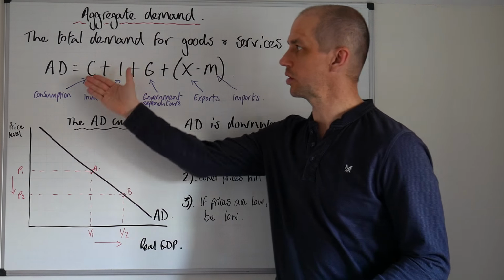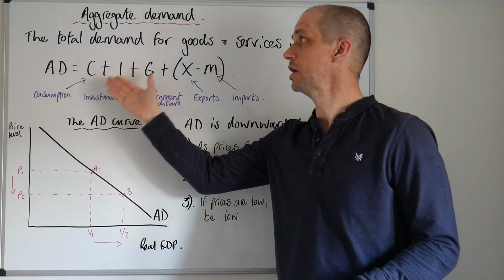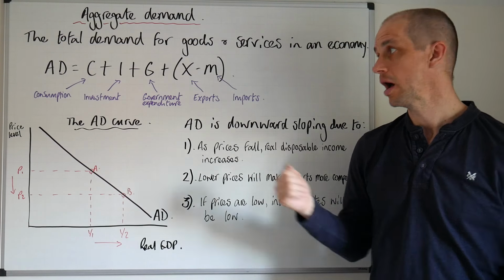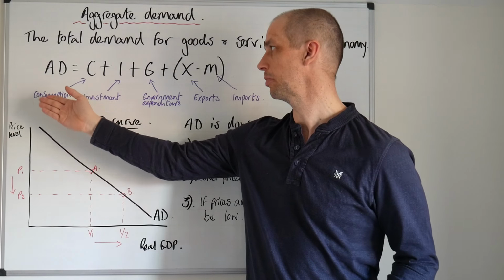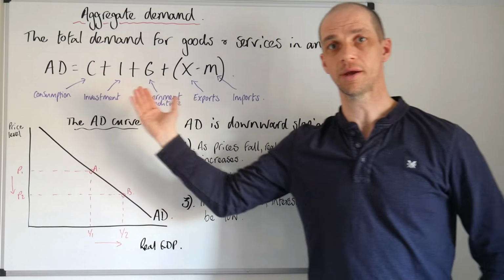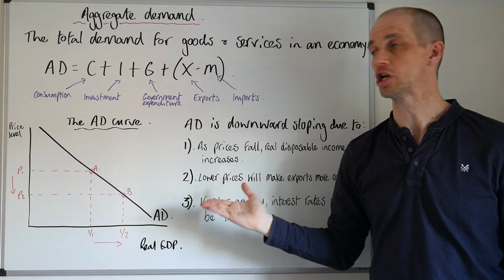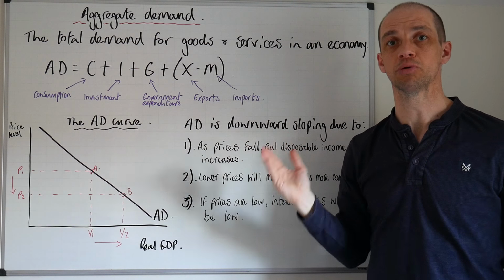Okay, let's have a look at the composition of aggregate demand. So these are our components C plus I plus G plus X minus M. So let's break them down in turn. Aggregate demand equals the sum total of consumption, investment, government expenditure, exports minus imports.